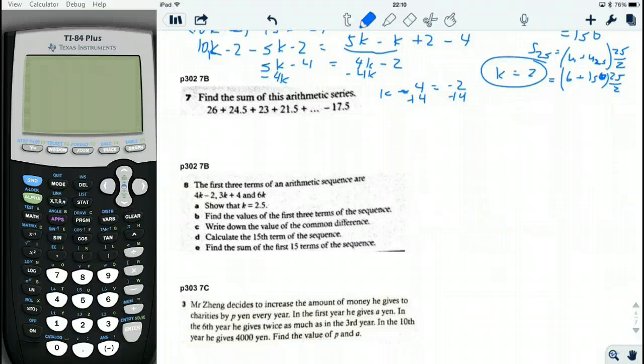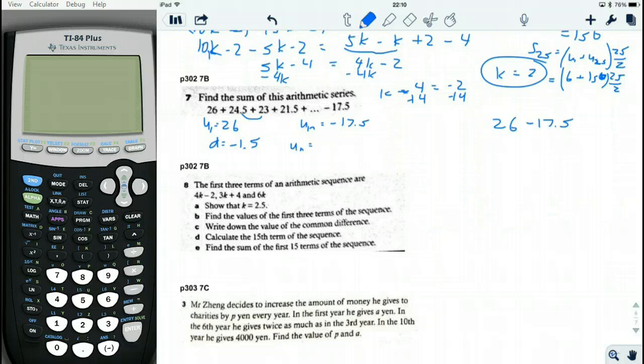Okay. Find the sum of this arithmetic series. You have u1 equals 26. You have d equals, let's see, looks like in between each of these you got negative 1.5, right? And un is equal to negative 17.5. So find the sum. Well, we know that the first term is 26. We know that the last term is negative 17.5. What we don't know is n. So how do we figure out n?